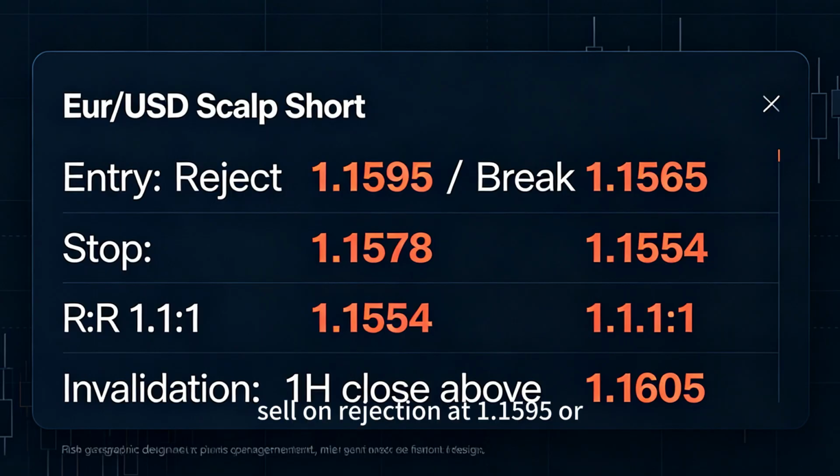Entry. Sell on rejection at 1.1595 or break below 1.1565. Stop at 1.1578, TP1 at 1.1554. R and R is 1.1 to 1.